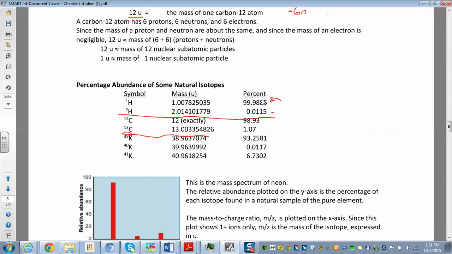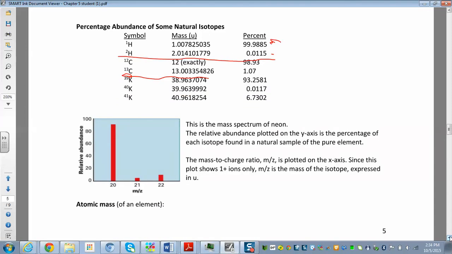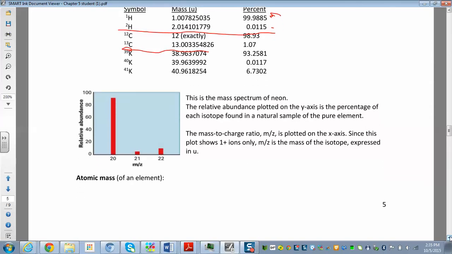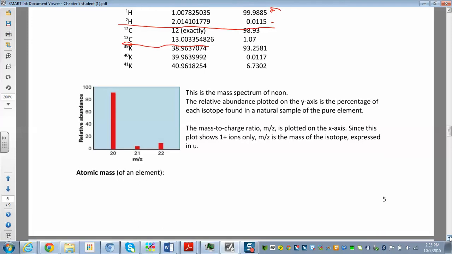So this is really saying, if I had 100 hydrogen atoms, randomly just scooped up 100 atoms, 99.9 of them look like hydrogen 1, and the other little bit looks like hydrogen 2. All right, and so you can use something called a mass spectrometer to help you figure that out. We're not really going to talk about that right now. The atomic mass, I should have defined that for you. That's the average mass of all the atoms of an element as they occur in nature.